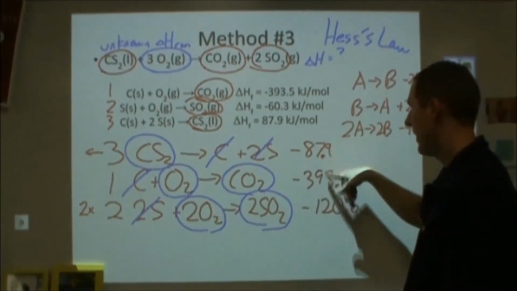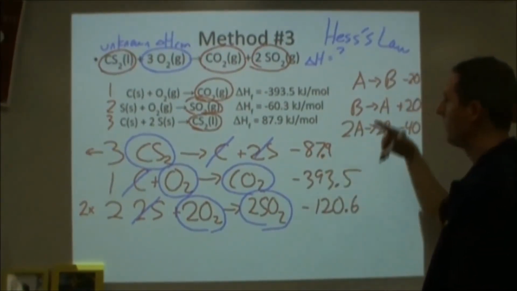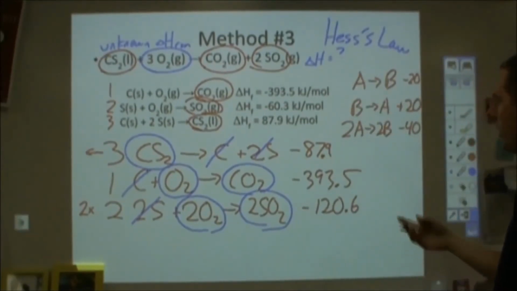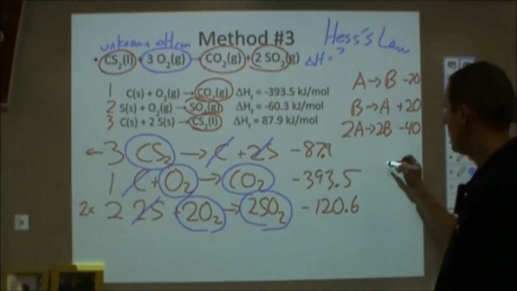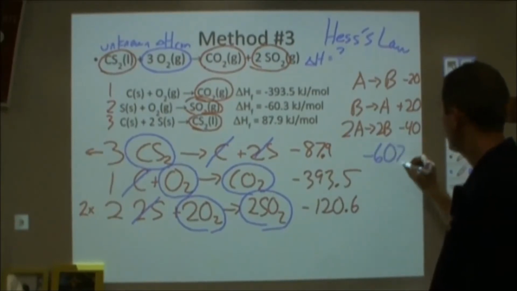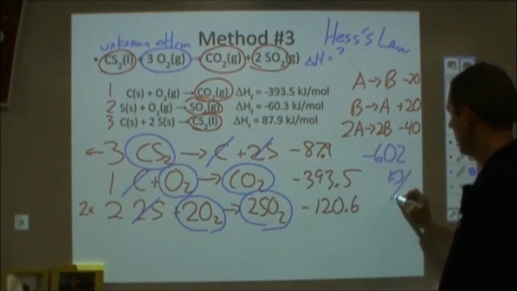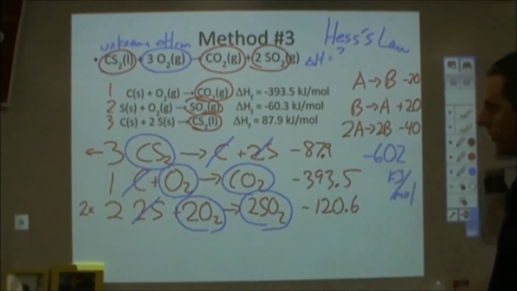Which means if I add this value and this value together, I get my enthalpy for that reaction. So the delta H for this is going to be the sum of those, which ends up being negative 602 kilojoules per mole, of course.